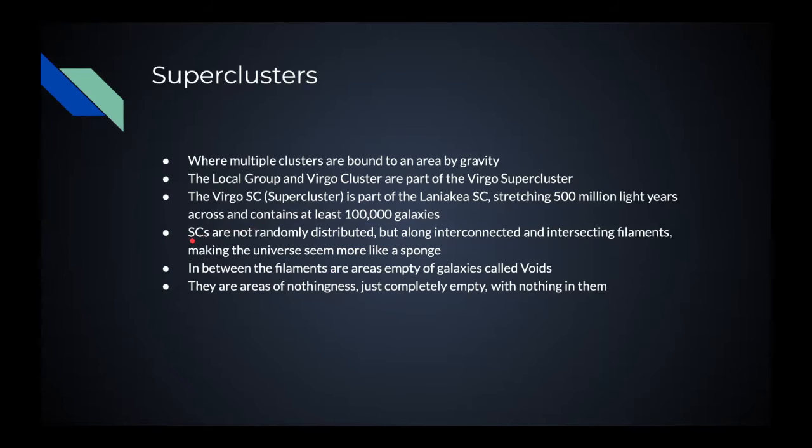Now, here's something important. Superclusters are not randomly distributed among the universe. It's more along interconnected and intersecting filaments. That's the technical term. This means that the universe will seem more like a sponge. So the way to think about it is that these filaments are more like highways, and superclusters are sort of cities along these highways, and galaxies are sort of the residents, if you want to put it that way.